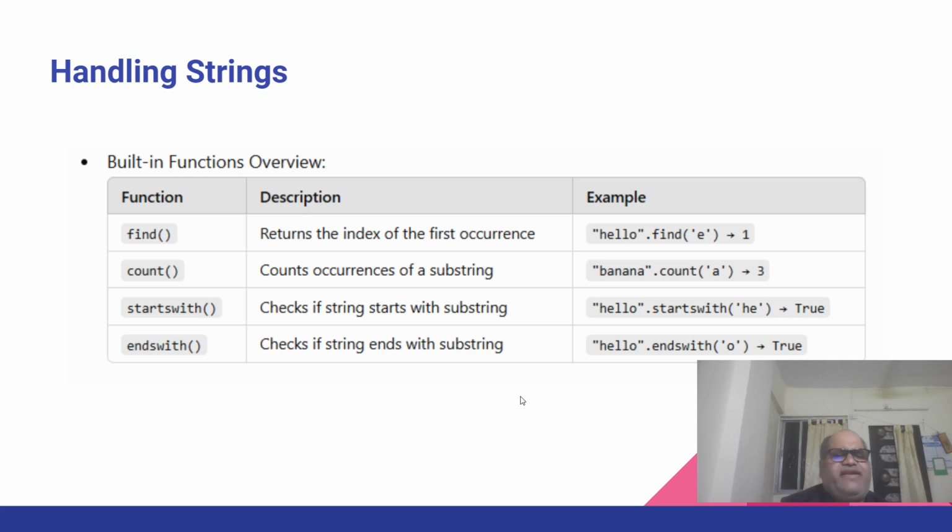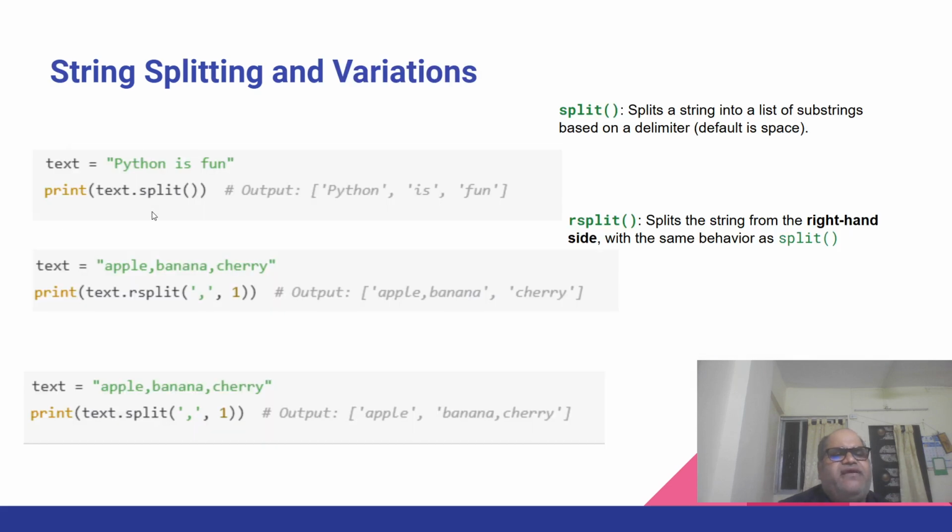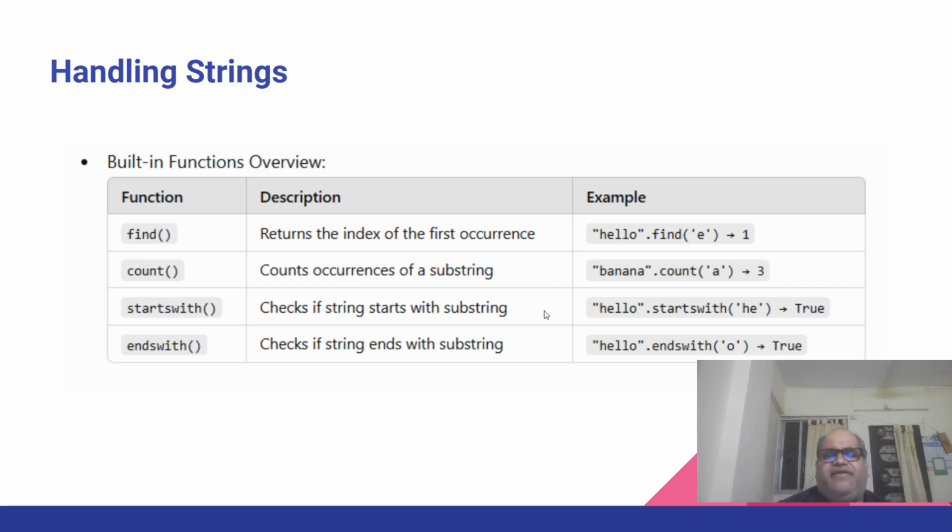Let us look at some of the other built-in functions. We have find. Find will return the index of the first occurrence, so if you are looking for E in hello, it will return 1. Count counts occurrences of a substring, which we tested last time. So in banana, you can count the occurrence of A, and that will be 3. Starts with checks whether a string starts with some substring, whether hello starts with HE, yes. Ends with checks whether hello ends with O, true. So you can use find, count, starts with, ends with as well.